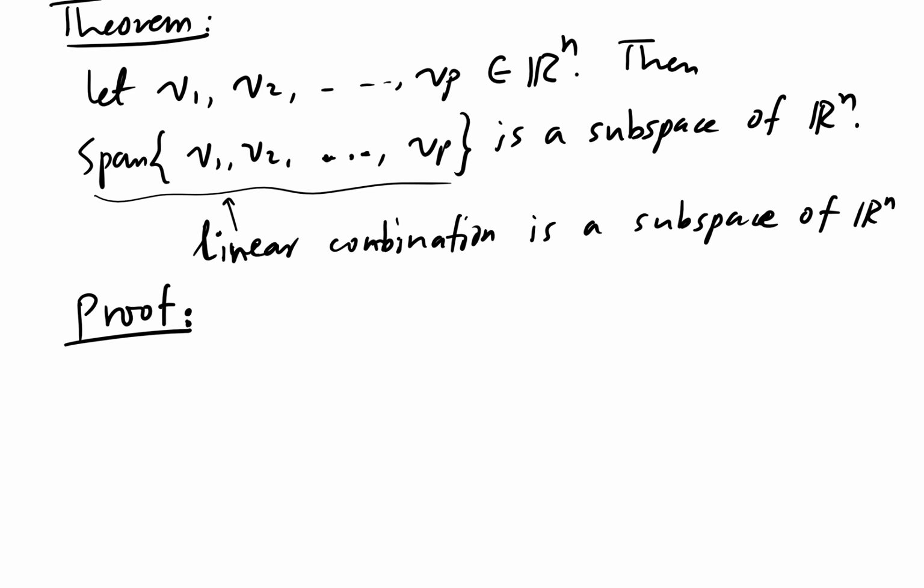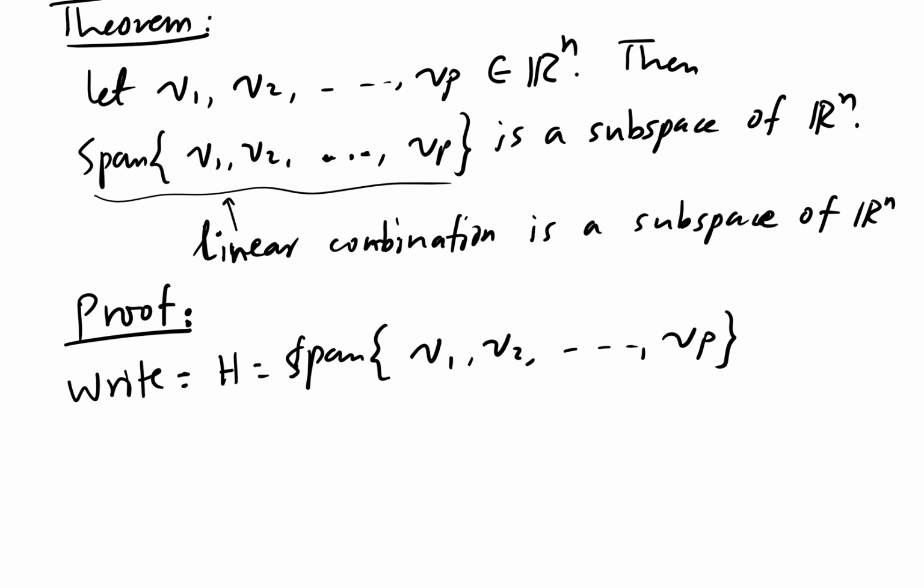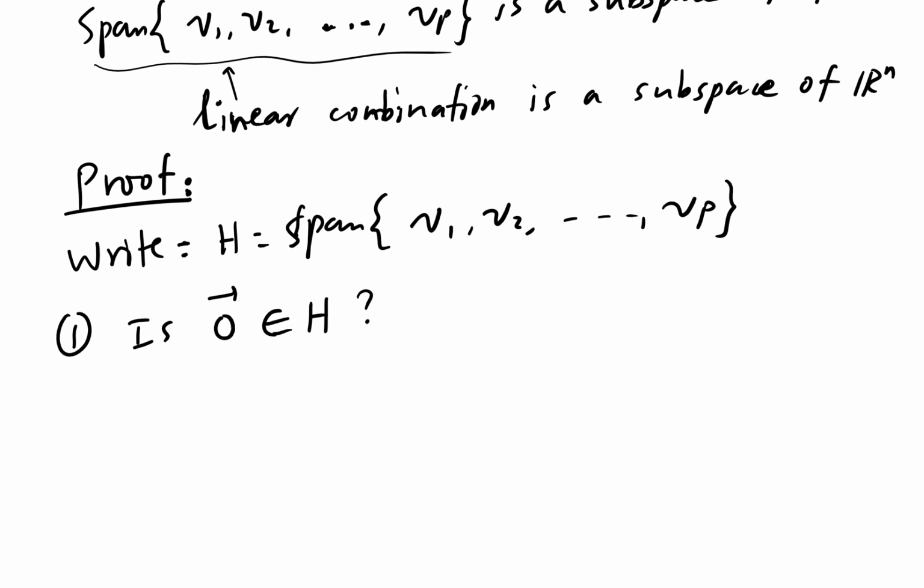So the theorem said, if we take vectors v1 to vp in Rn, then the linear combination of those vectors is a subspace of Rn. And we're going to prove why this is the case. For simplicity, we write H to be the span of these vectors v1, v2, all the way to vp. And the first one is, is the zero vector in H? To check if it's a subspace.